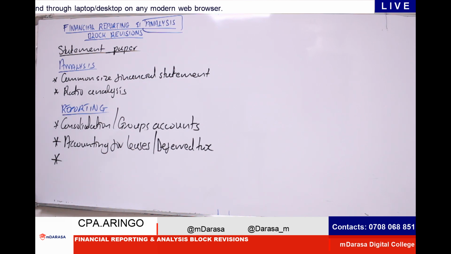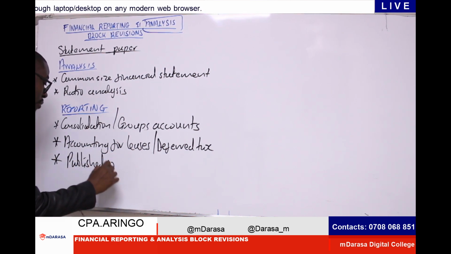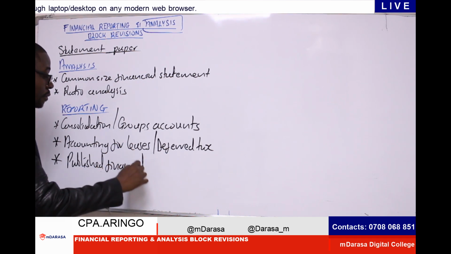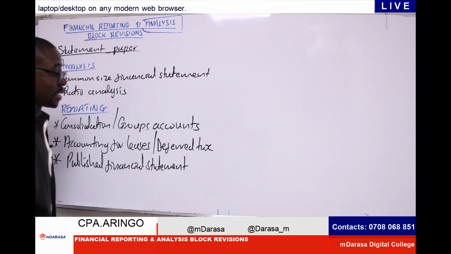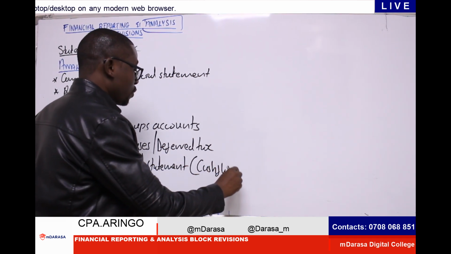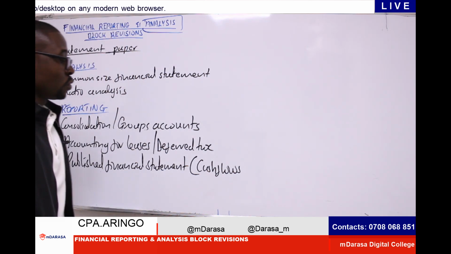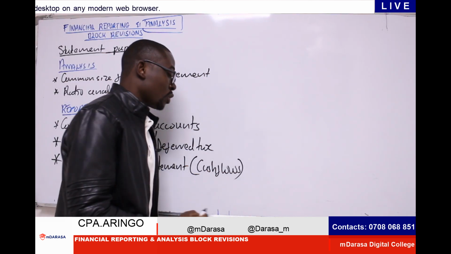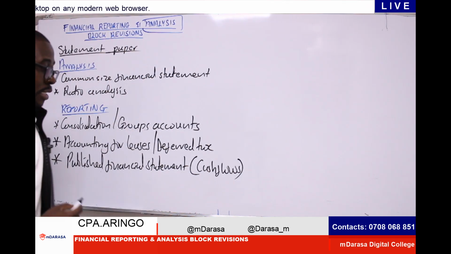We should always be prepared with the concept of published financial statements. Published financial statements can come in two ways. The first case, we can talk about cash flows. Remember, right now, cash flows are at this level of financial reporting and analysis. Cash flow is not on group or consolidation, but cash flows are in published financial statements.